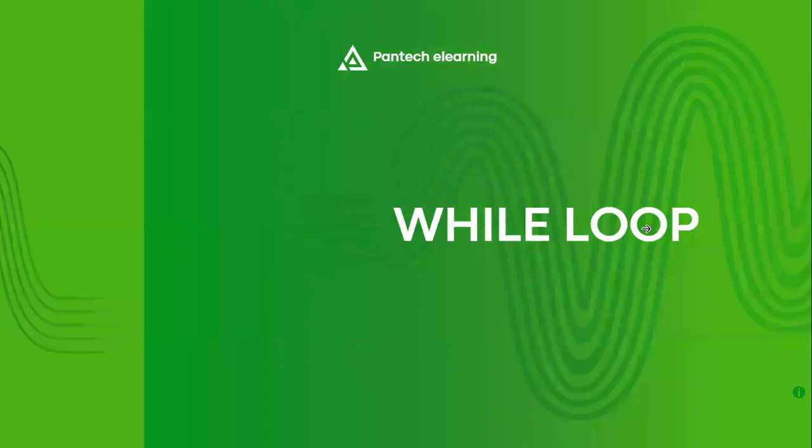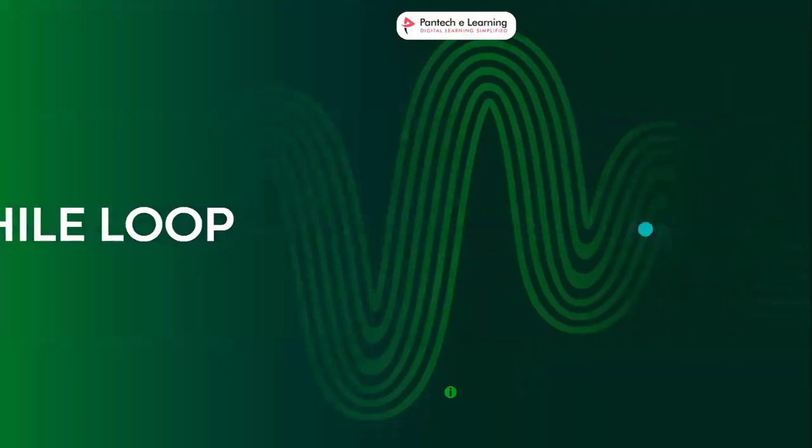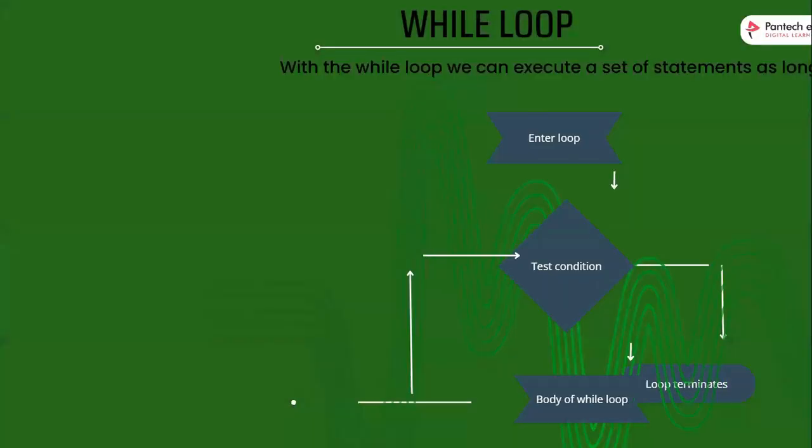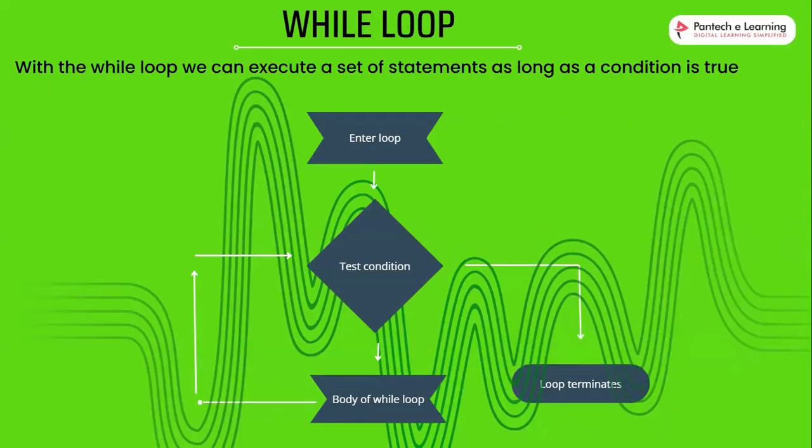Next one is the while loop. With the while loop we can execute any set of statements as long as the condition is true. When the condition is true, the value is executed. When the condition is false, it stops. While loop means only when the condition is false is the loop stopped.